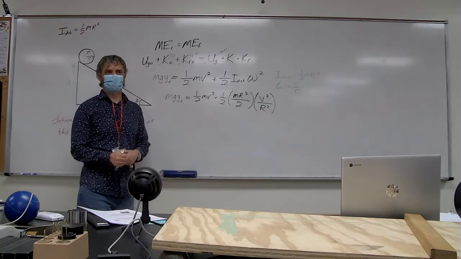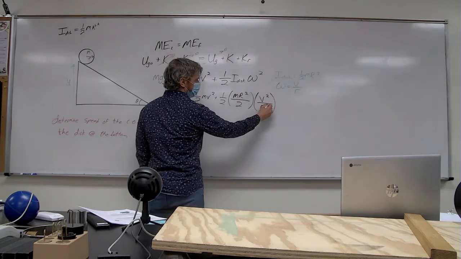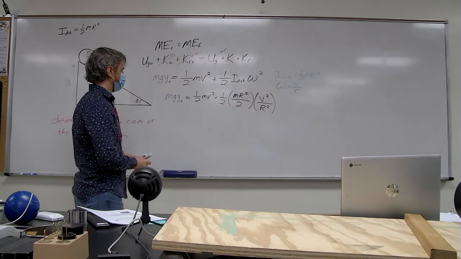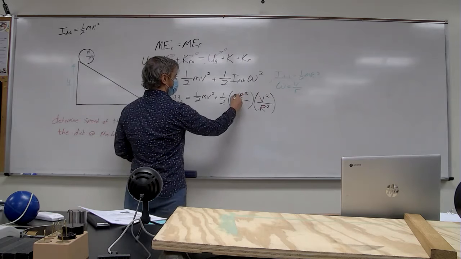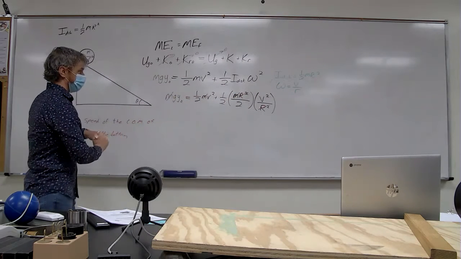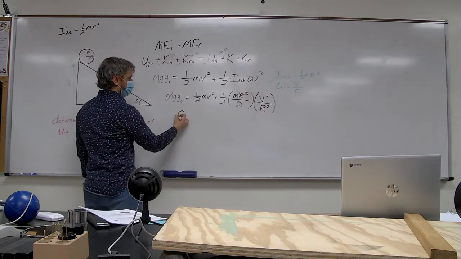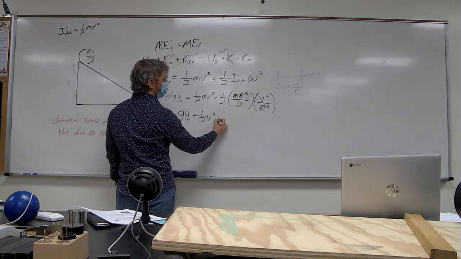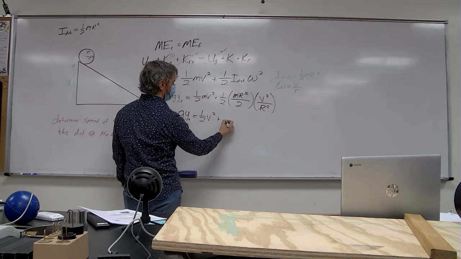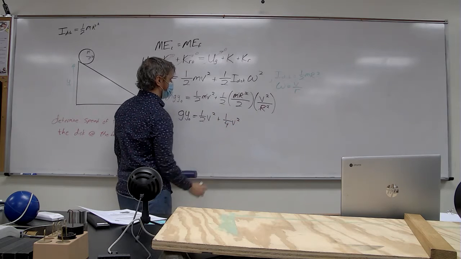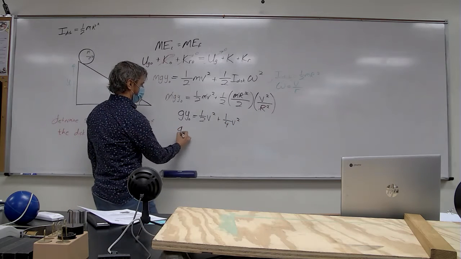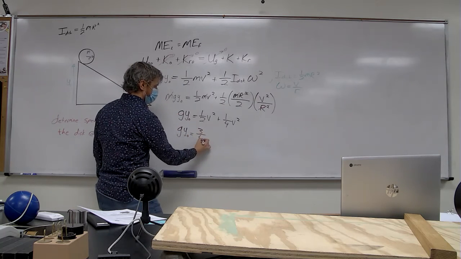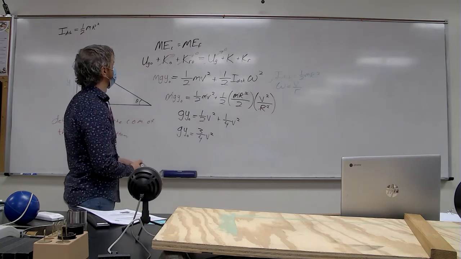And then I get cancellations, right? I got a denominator r squared and a numerator r squared. And mass comes up. Good. Everyone brought mass to the board. So then next step, I get acceleration due to gravity times the initial height equals 1/2 v squared plus 1/4 v squared, right? So g y naught equals, what's 1/2 plus 1/4? 3/4 v squared.